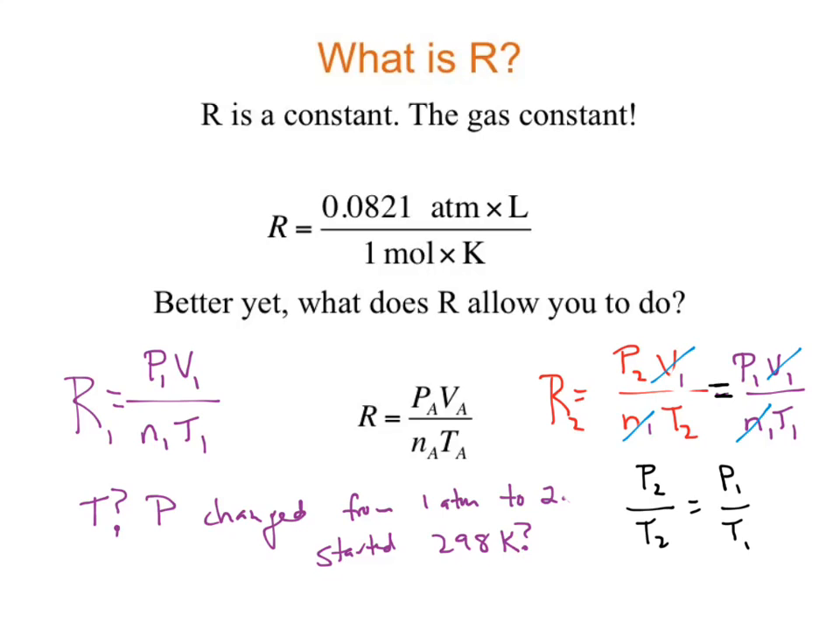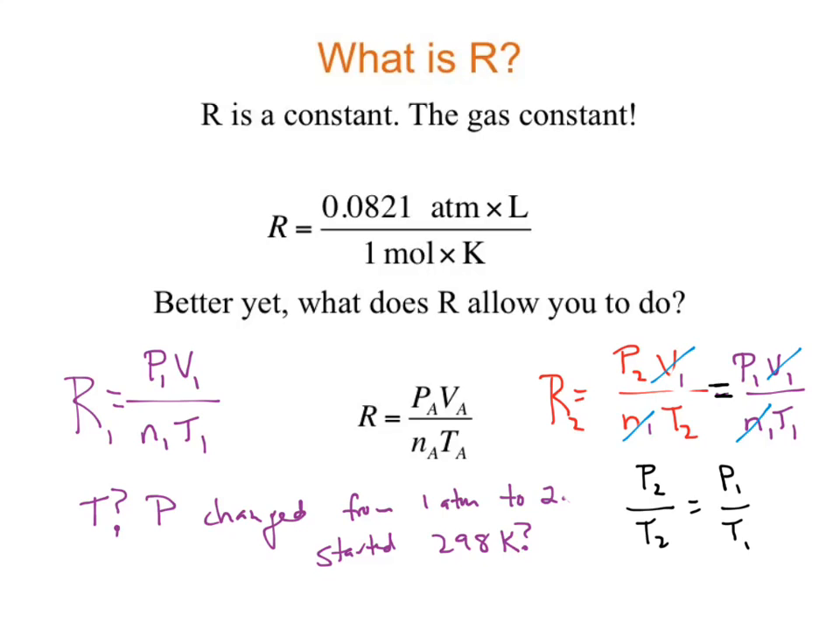Does it really matter? No, as long as you're consistent. If we say 298 is P2, what's the pressure at P2? 2 atmospheres. This expression is completely generic, and as long as you order your temperatures and pressures with the same constant or the same variable, you'll always get the correct answer.